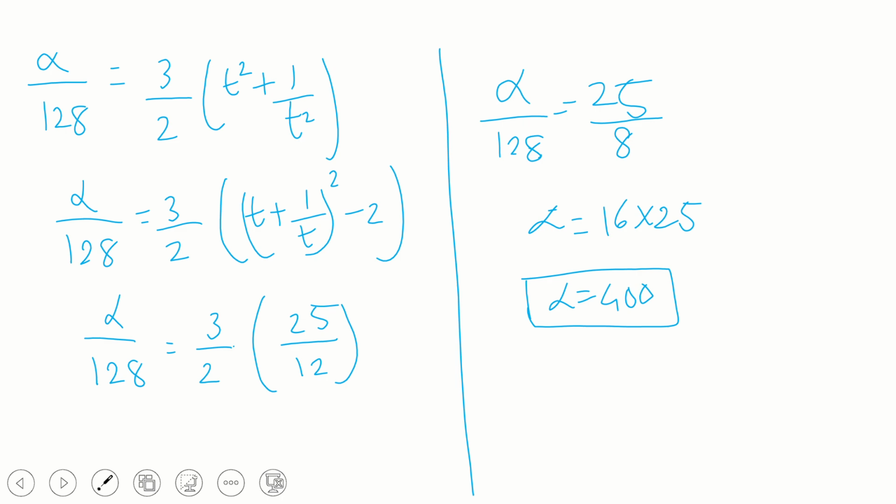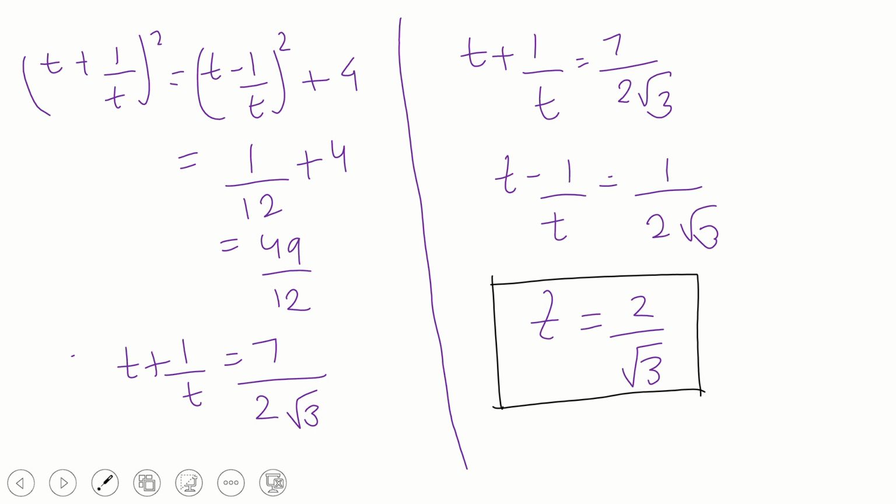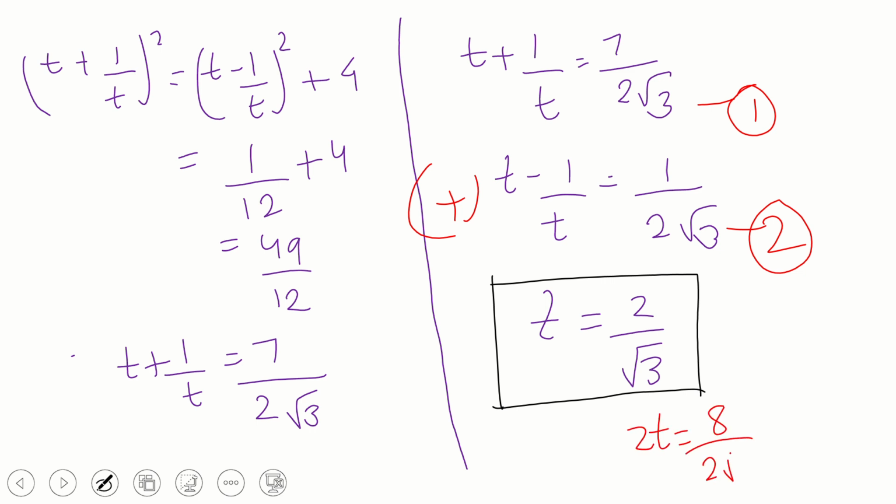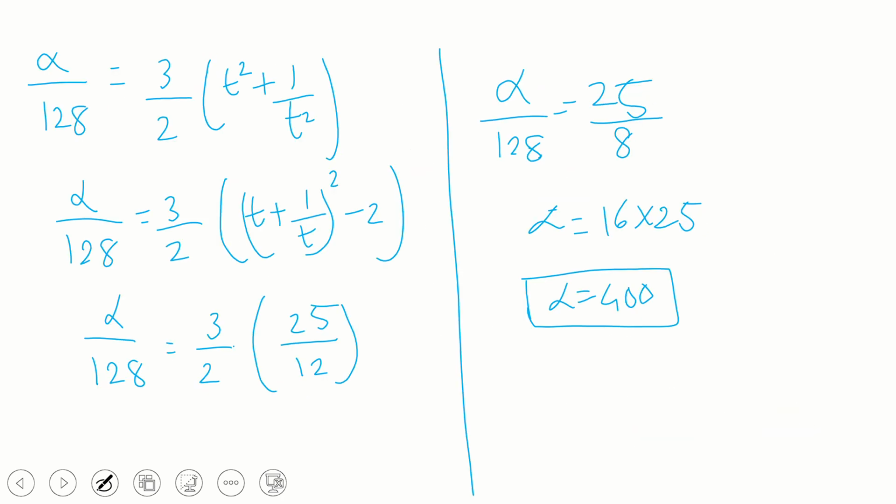So I just substituted t square plus 1 by t square as (t plus 1 by t) whole square minus 2 into t into 1 by t. You can write that, right? Now t and 1 by t get cancelled and this is how you get it. Now coming back here, solving t plus 1 by t and t minus 1 by t. Consider them to be equation 1, equation 2 and add them. On adding them, you get 2t equals 8 by 2 root 3, which is nothing but 4 by root 3. So t is 2 by root 3.